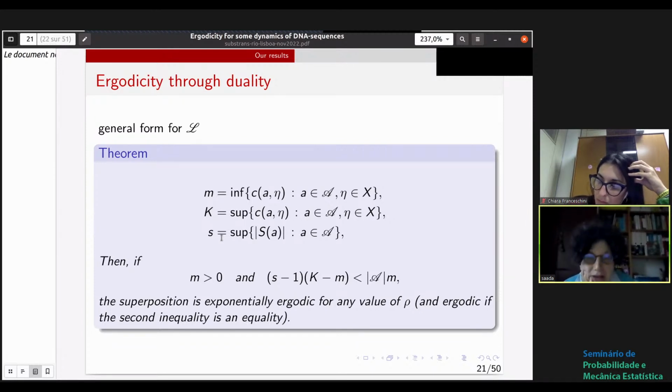So if you remember that M is the minimal rate, K the maximal rate, the maximal range is S, then the first generalization of Pablo's paper is to say that if we have M positive and S minus 1 times K minus M less than the number of values A of A times M, then we have a superposition which is exponentially ergodic for any value of rho. It is ergodic if the second inequality is an equality. We could do better than that, but it will involve too many notations, so I'll just give this result.